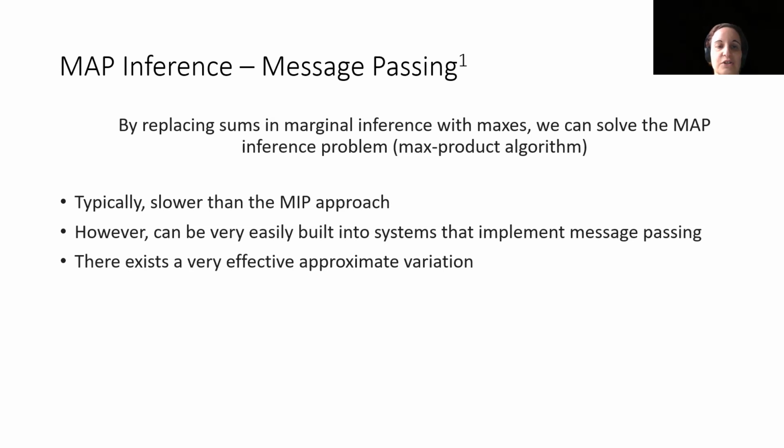Now, it's usually slower than the MIP approach because of the existence of the MIP solvers. However, they can easily be built into systems that implement message passing. And there also exists an effective approximate variation of this algorithm, which is similar to the loopy belief propagation that we described for the marginal probability.